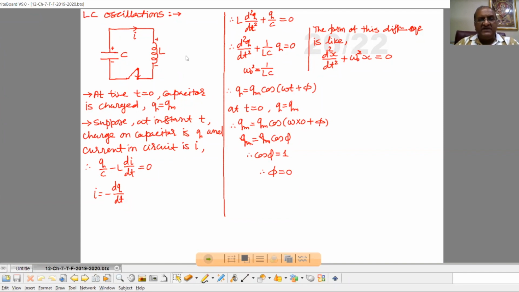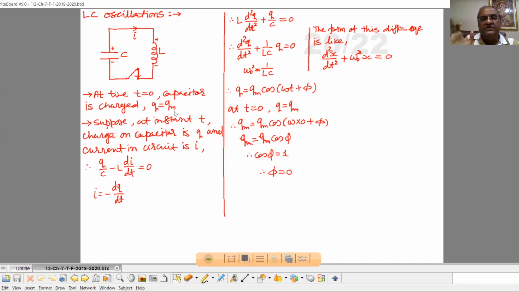Here we are considering the idealistic situation. There is no dissipation of energy in the form of heat in this particular circuit. By considering this, we are considering this circuit. At time t equal to 0, suppose the capacitor is fully charged, and the charge on the capacitor is maximum, that is Q equal to Qm. Now we switch on the circuit.